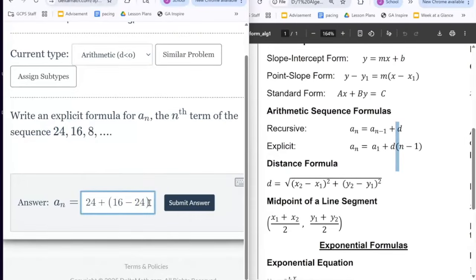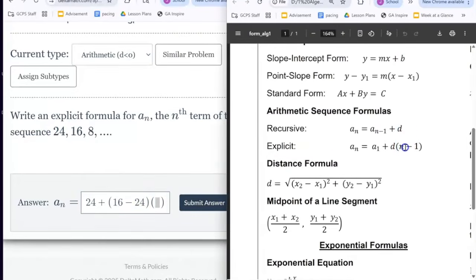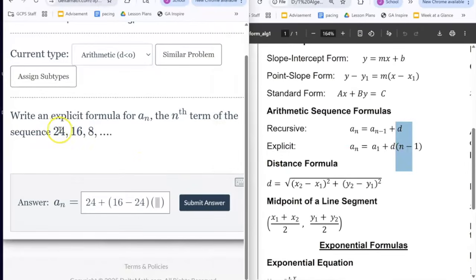All right, then we're going to go parentheses. And then n is the term number. So let me explain that real quick. So here n is 1. It is n, the first one. It's not 24. Here, n is 2. It's the second term. n is 3. This is the third term. So the third term is 8, but n means what term number it is.